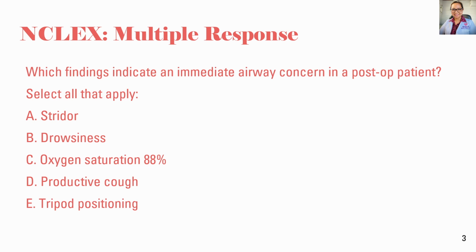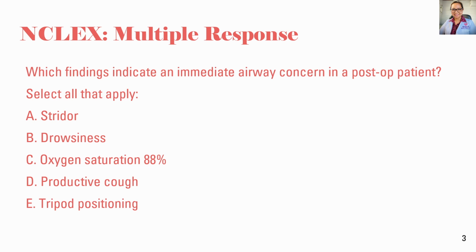The options are A, stridor; B, drowsiness; C, oxygen saturation of 88%; D, productive cough; or E, tripod positioning. Take a moment to think this through. Pause the video now and decide which answers you would select before I reveal the rationale. And the correct answers are A, C, and E.